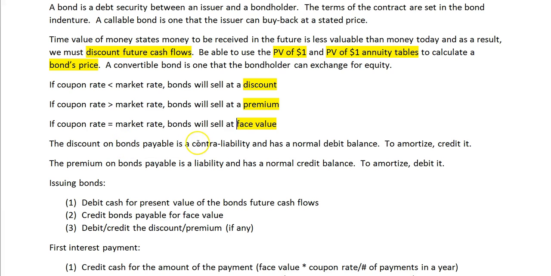The discount on bonds payable is a contra liability account. It's stored with the liabilities on a balance sheet, but it has the opposite of the normal balance, and therefore it has the normal debit balance, unlike the normal credit balance of liabilities. So to amortize it, we do the opposite. We credit it. Notice if it has a debit, to amortize, we credit it. The premium has a normal credit balance. Premium, normal credit balance. So to amortize it, we will do the opposite.